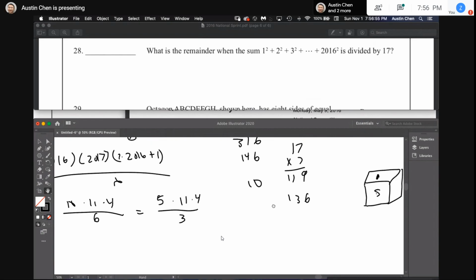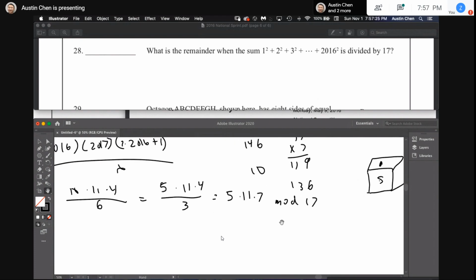You can add 17 to any one of these top integers to try to get it to a multiple of 3, and then cancel that with the 3. So this 4, you could add 17 to it. That doesn't change anything. So then it's times 21, and from the 21 we can cancel the 3. So then this is equal to 5 times 11 times 7 mod 17. I think that's kind of cool, actually. Okay, so then we have 55 times 7 mod 17.